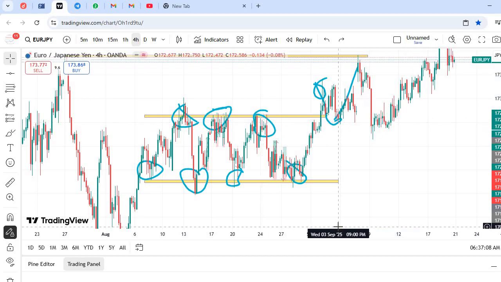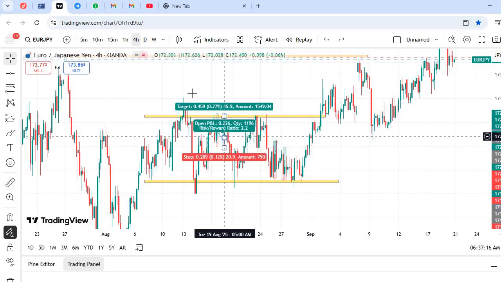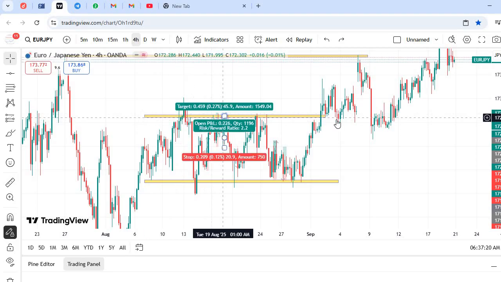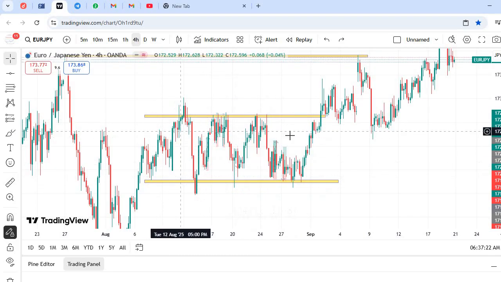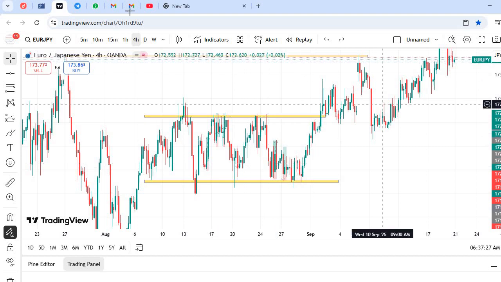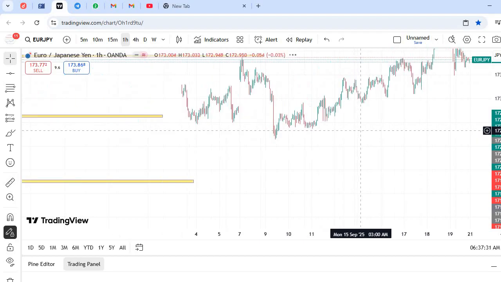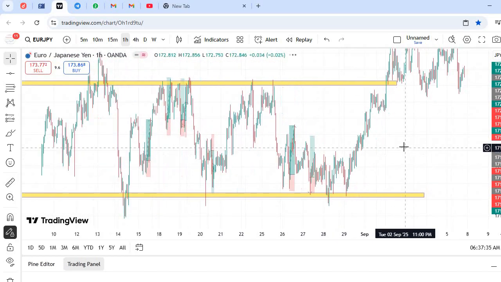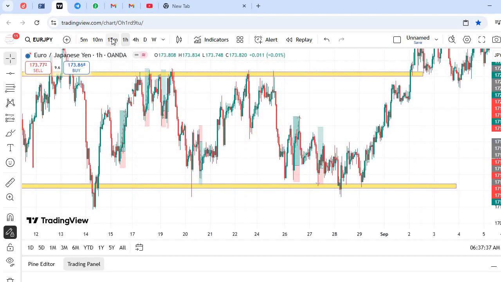But now this is on a 4-hour time frame, so you don't want to enter your trade on a 4-hour time frame. So what you do is that with the 4-hour time frame, you have been able to use it to identify the supply and the demand. You have been able to identify the key level. So you now want to come down to your 1 hour, or you want to come down to 15 minutes.